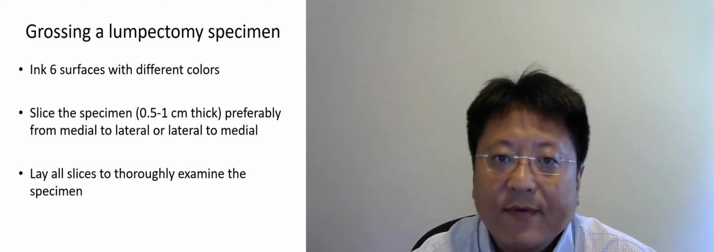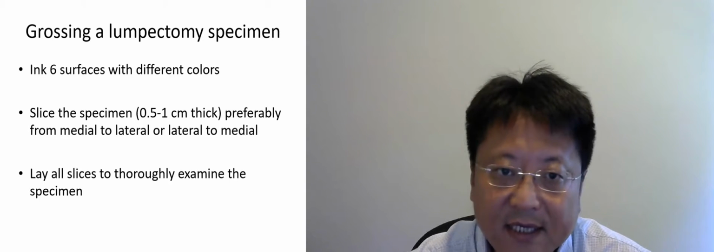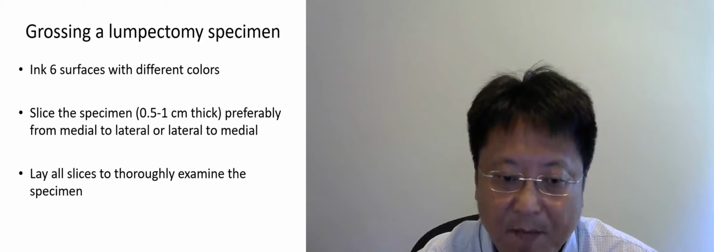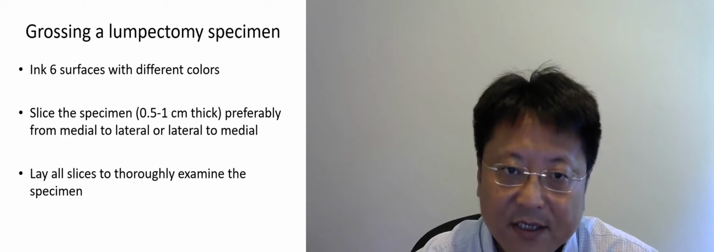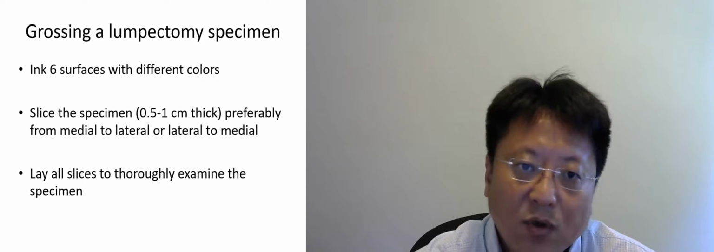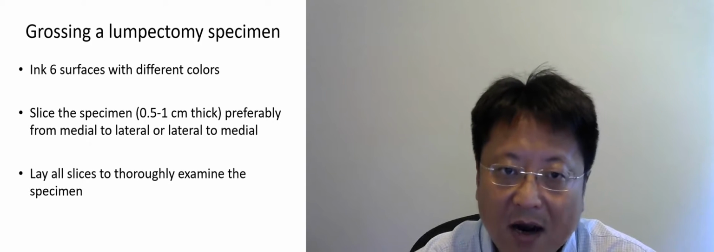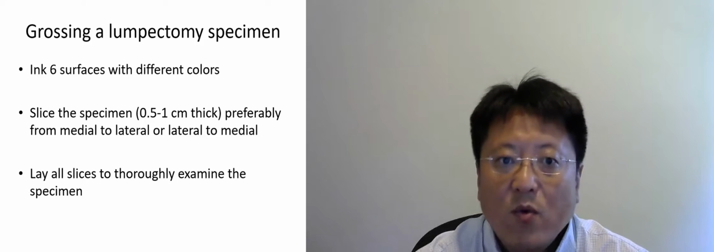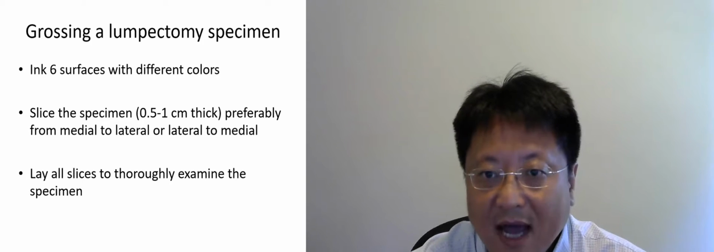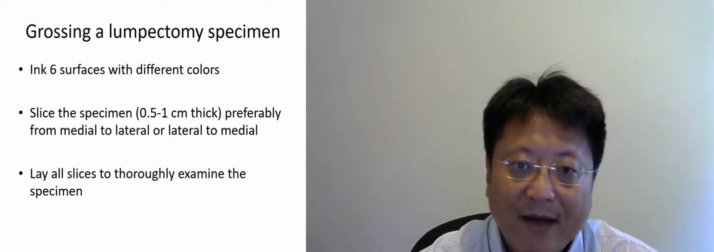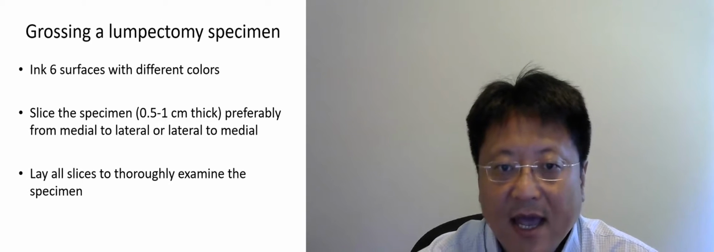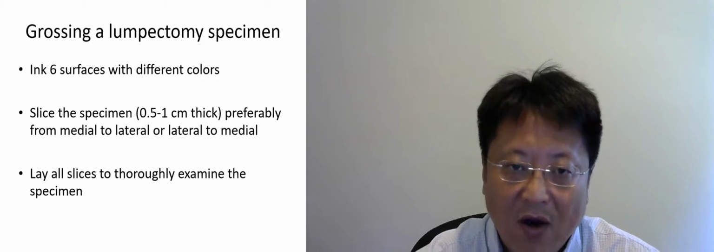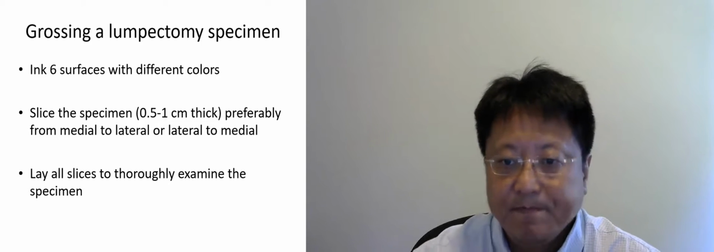After we receive this lumpectomy specimen, we ink 6 surfaces with different colors. Just imagine this breast tissue is a box. There are 6 surfaces, so we ink all surfaces with different colors so that we can evaluate the margin status on the microscope. And then we slice the specimen into thin slices, generally 0.5 to 1 centimeter thick, and lay all the slices on the examination board to thoroughly examine the entire specimen.